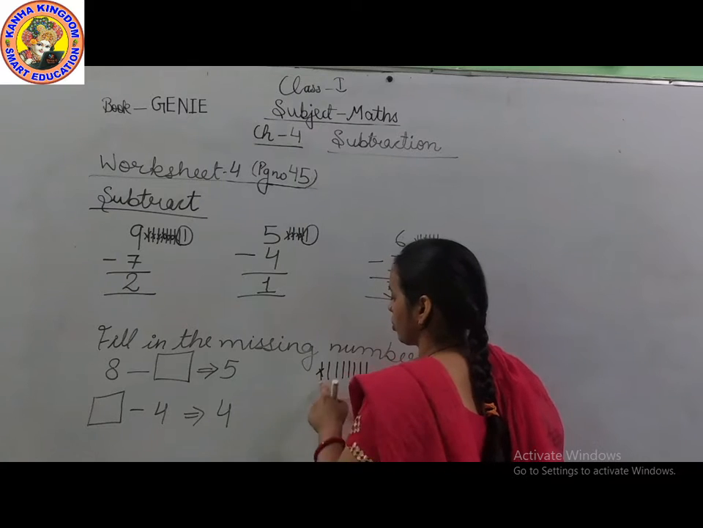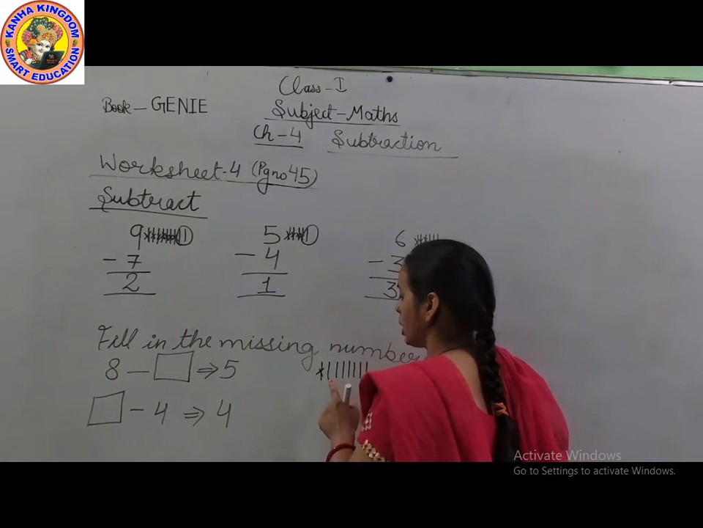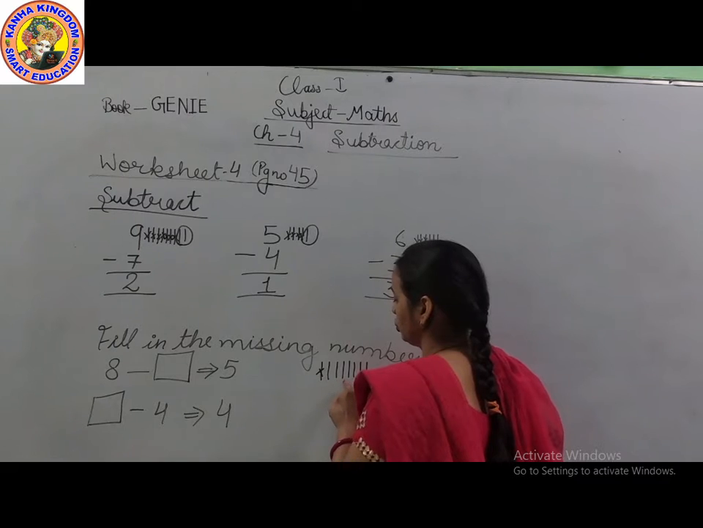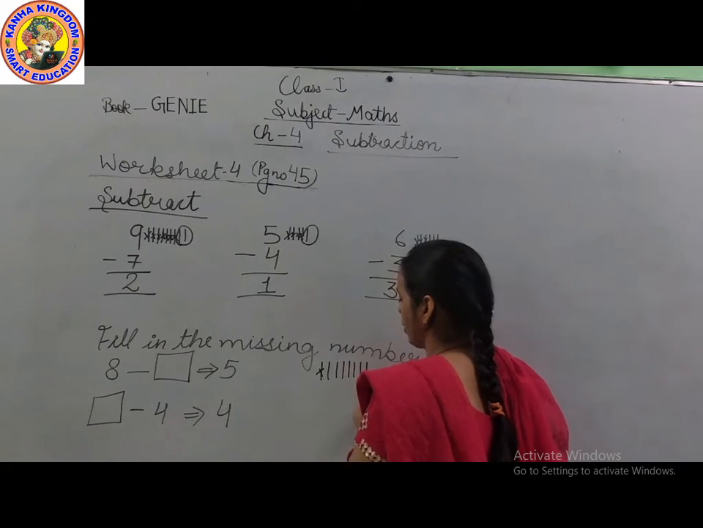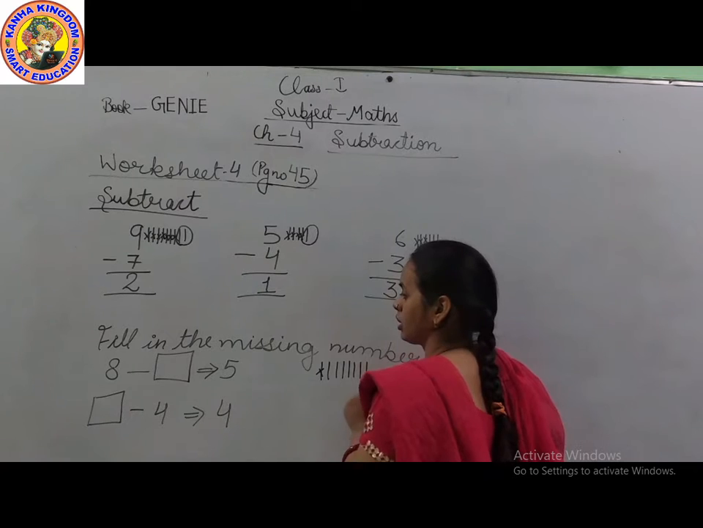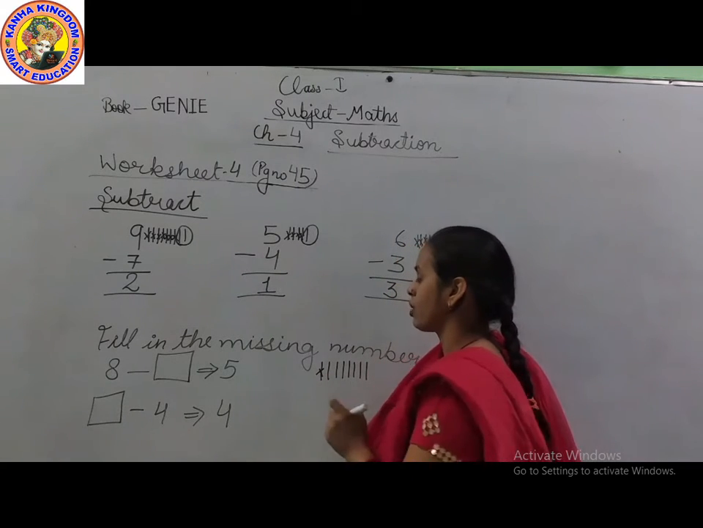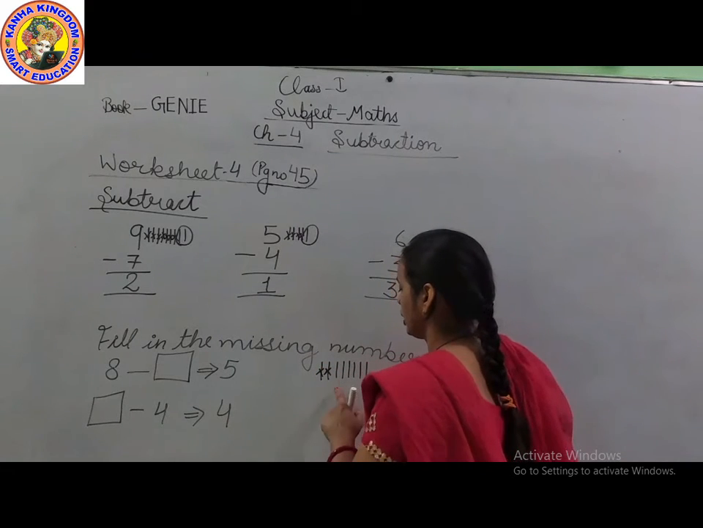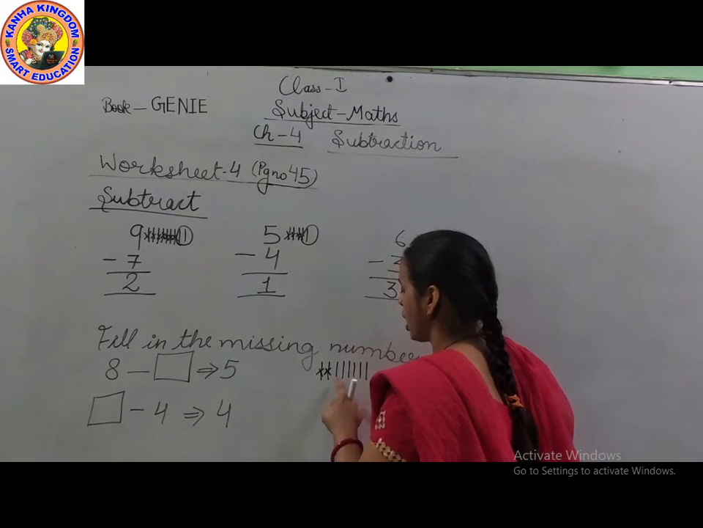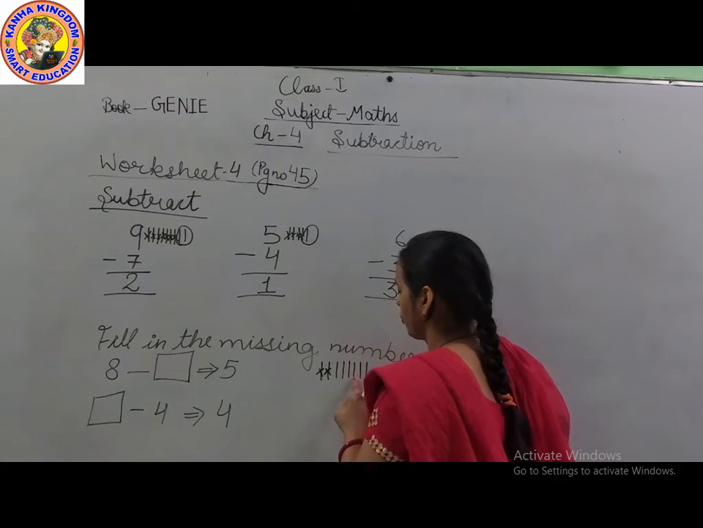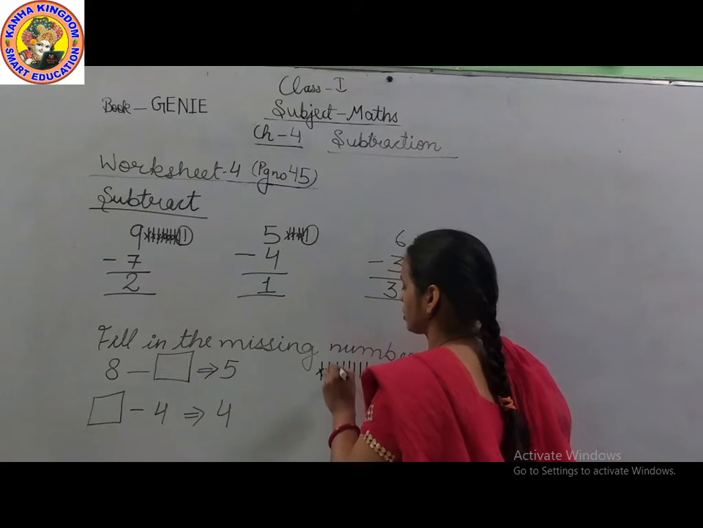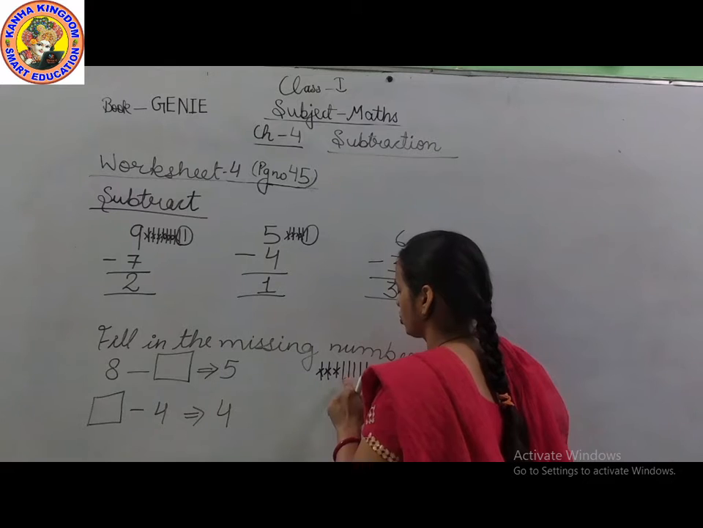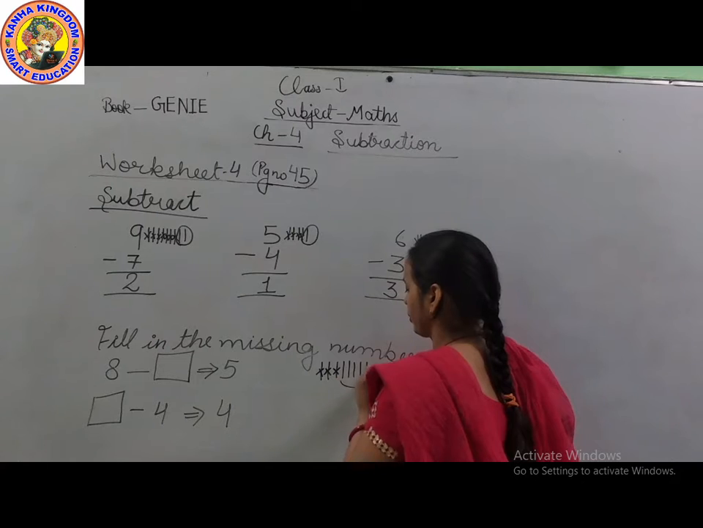First we cross out only 1. Then count how many left. 1, 2, 3, 4, 5, 6, 7. So when we cross out 1 from 8, we get 7. So now we cross out 1 more. Now count again. 1, 2, 3, 4, 5, 6. Now 1 more. Now count 1, 2, 3, 4, 5.